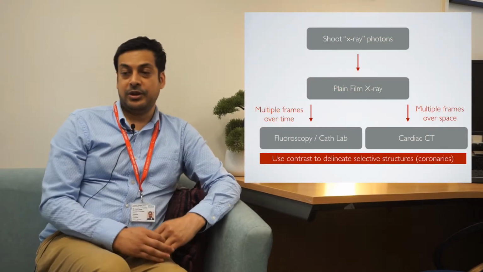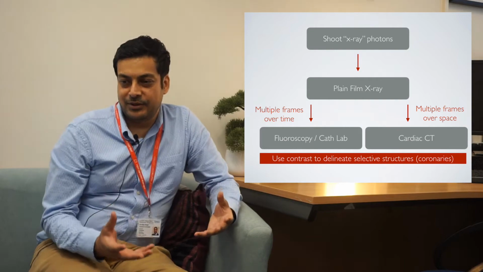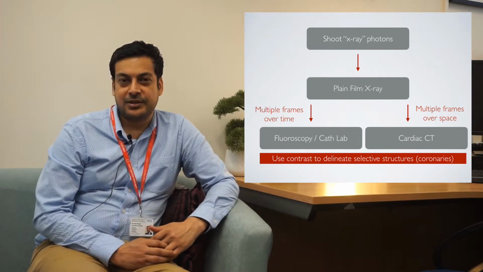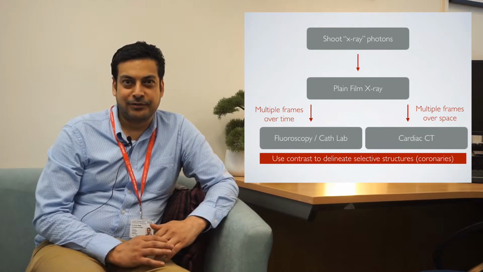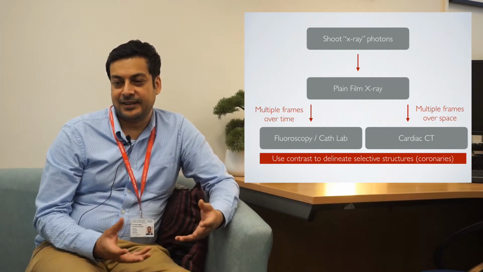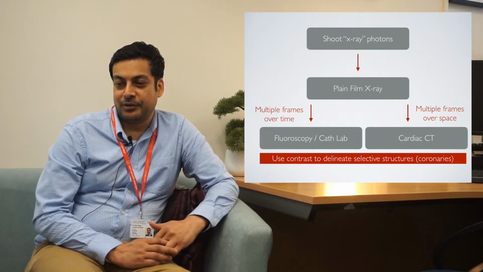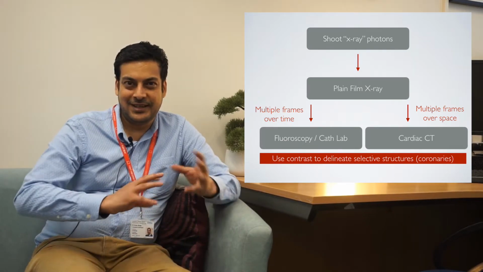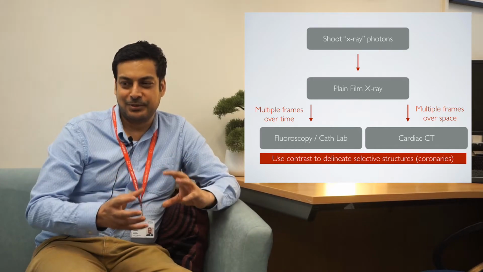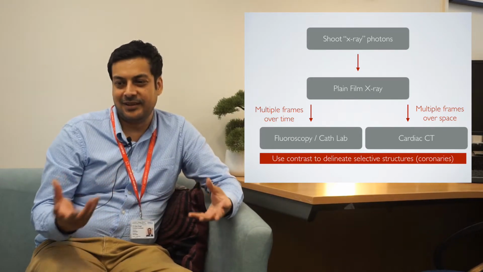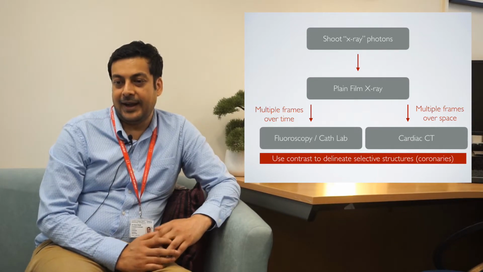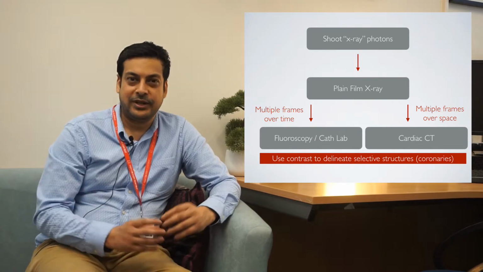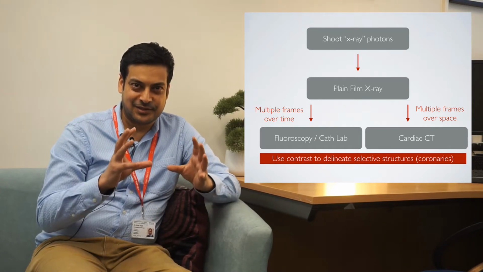If we go back over how we use X-ray, you shoot X-ray photons. And when you do that into a single frame, you get a plain film X-ray. And if you combine lots of frames over time, you can make a cine, and that's fluoroscopy in the cath lab. And if you combine lots of frames in a sort of 3D model that a computer puts together, you get computed CT, and we use that for cardiac CT. And the other principle to remember is we can use contrast to delineate the structures we are particularly interested in.